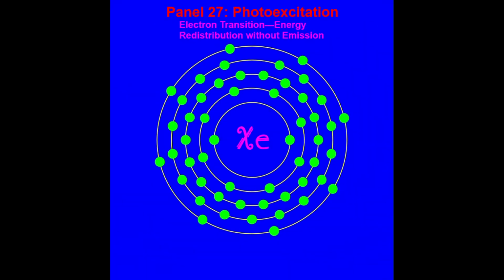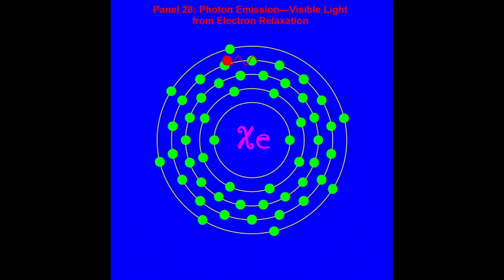An electron shifts to a lower energy shell, stabilizing and redistributing energy, preparing for photon emission. An electron drops to a lower state, emitting a photon and releasing energy as visible light, the process behind neon signs and auroras.